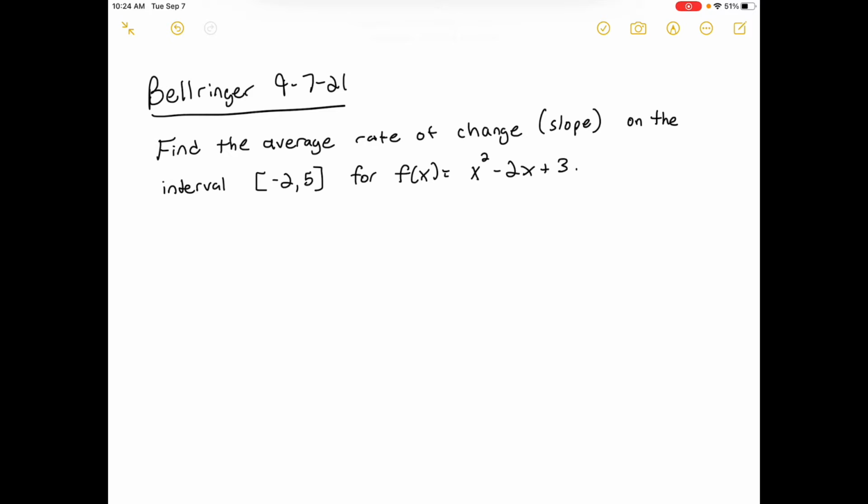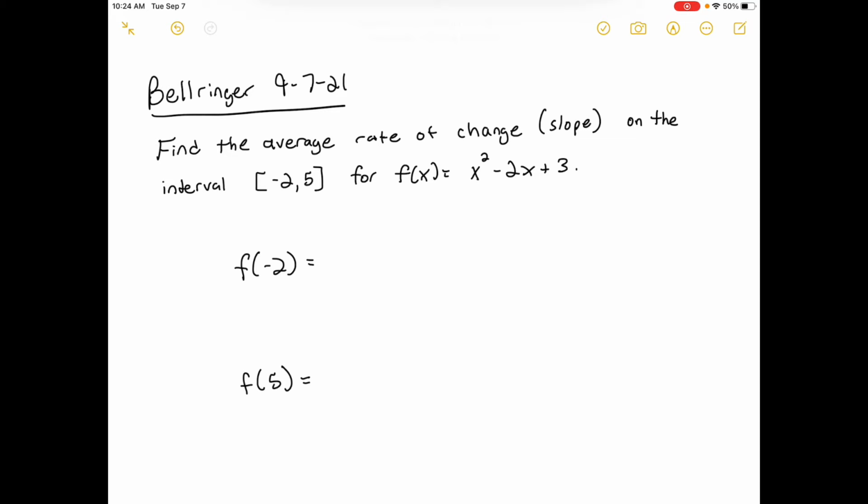So what we're going to do is we're just focusing on the domain from -2 to 5. What would that slope be, or the average slope be? So we're going to let x be -2, so we'll find f of -2, and then we'll find f of 5, figure out what our outputs are for those two inputs, and then we'll find our slope, because we'll have the coordinates to work with.